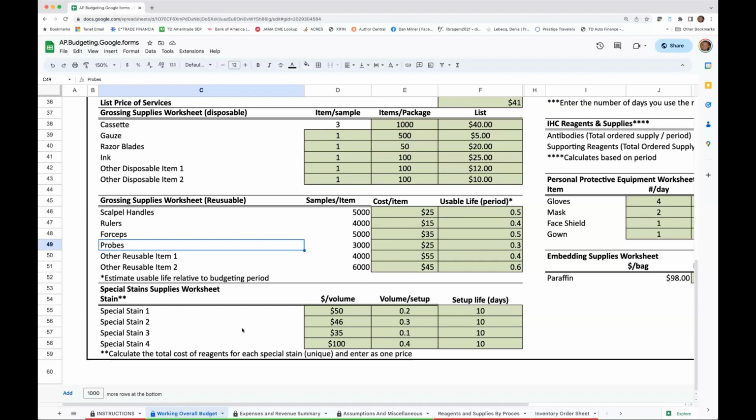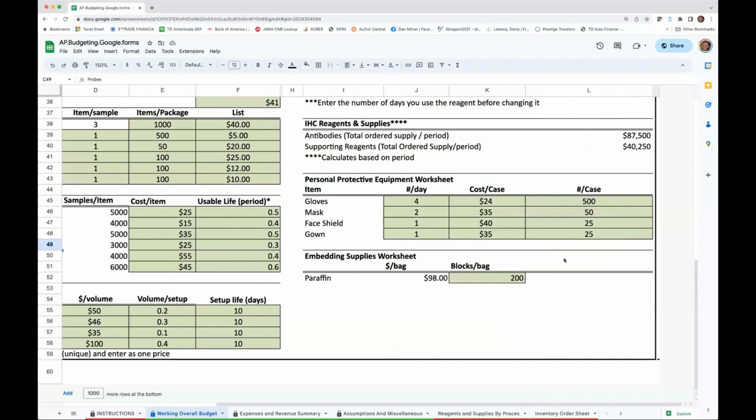And then we have our special stains. And this is probably the least developed of the worksheet system. But what we're doing here is basically saying, how much does it cost us to set up a special stain? What are all the costs of the reagents? How much volume do I use of that cost? So let's say we spend $50 for an AFB staining kit, and we buy that kit for $50, but we can use 20% of it each time we set it up, right? So we're going to say the volume that we're going to use is about 0.2. We're going to use 20% of what we paid for each time we set it up. And when we set it up, it's going to last for 10 days. And that's going to calculate for you how much special stain you need.